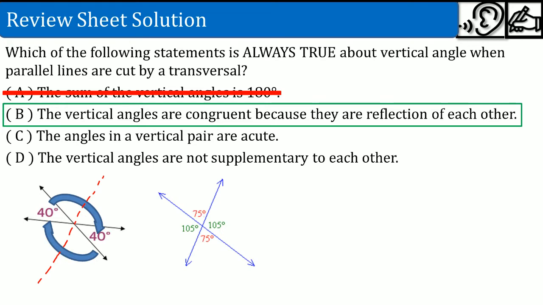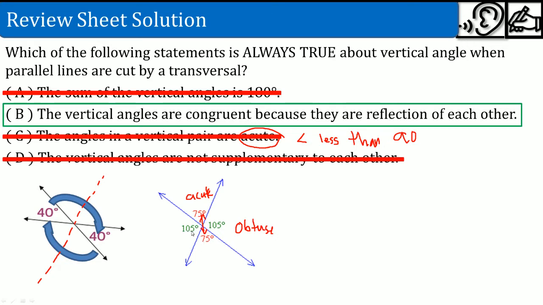Acute, I don't know if you guys know this, just means the angle has to be less than 90 degrees. So this is acute, and this is acute. But 105, that is obtuse. Are the angles always acute? No, sometimes they are, but sometimes they're also obtuse. So that would be wrong. Next, the vertical angles are not supplementary to each other. Are the vertical angles supplementary? No. 105 is not supplementary to 105. They're the same.